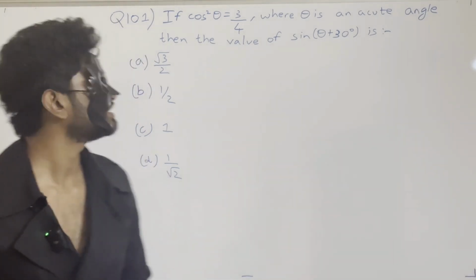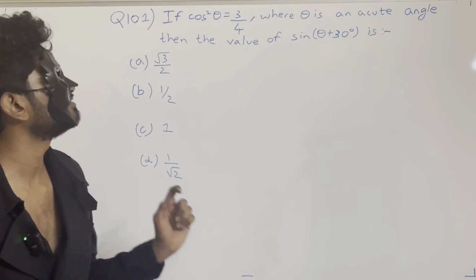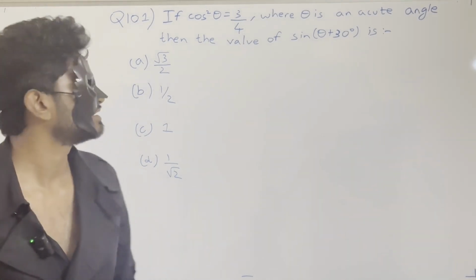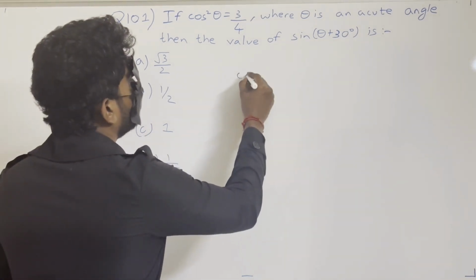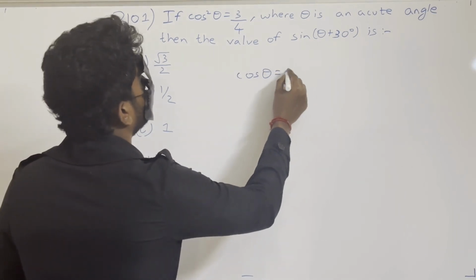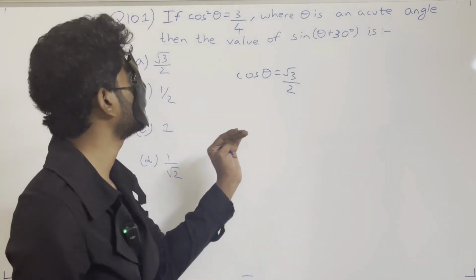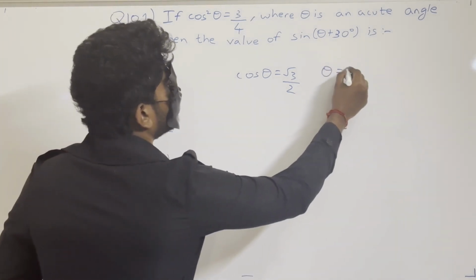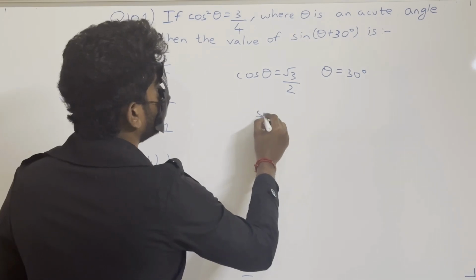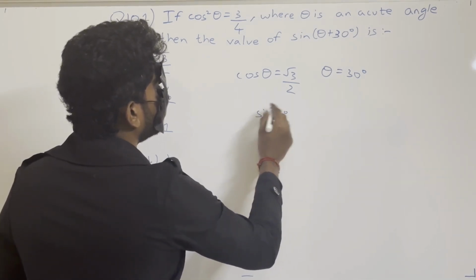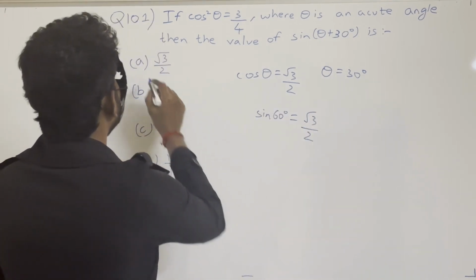So superhumans, next question is, if cos square theta is equal to 3 by 4, and theta is an acute angle, then the value of sin theta plus 30 degrees is. Here you need not use higher trigonometric identities, because cos theta you will get is equal to root 3 by 2, and we already know that cos theta is root 3 by 2 when theta is equal to 30 degrees. So you can directly substitute 30 degrees here, and we need to find the value of sin 60 degrees. Sin 60 degrees is nothing but root 3 by 2. So option A is right.